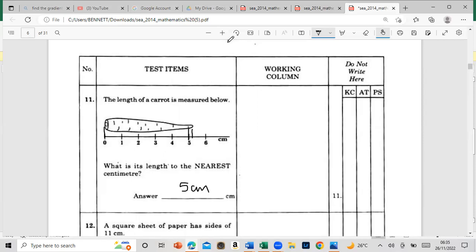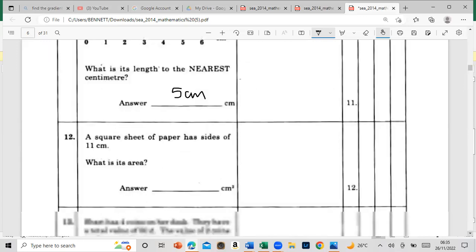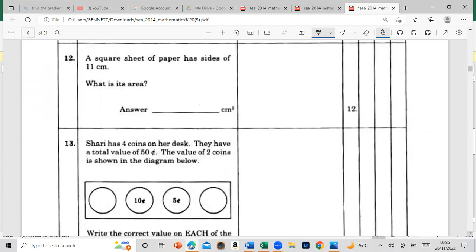Alright. Let's go, guys. We're at 11. Not far away to go. Let's go. So it says a square sheet of paper a size of 11 centimeters. What is its area? So just think of a square with side 11 centimeters.